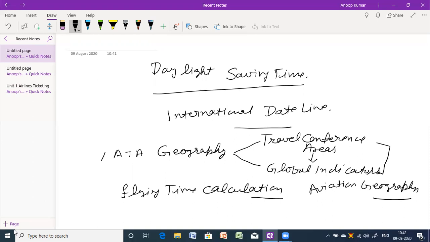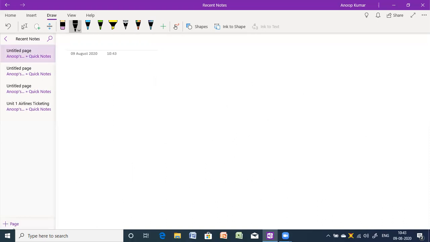So in this unit, we are going to study two things. One is aviation geography and another one is aviation organization. Now let's start learning the concepts of location. We start our journey with location, which I just mentioned.